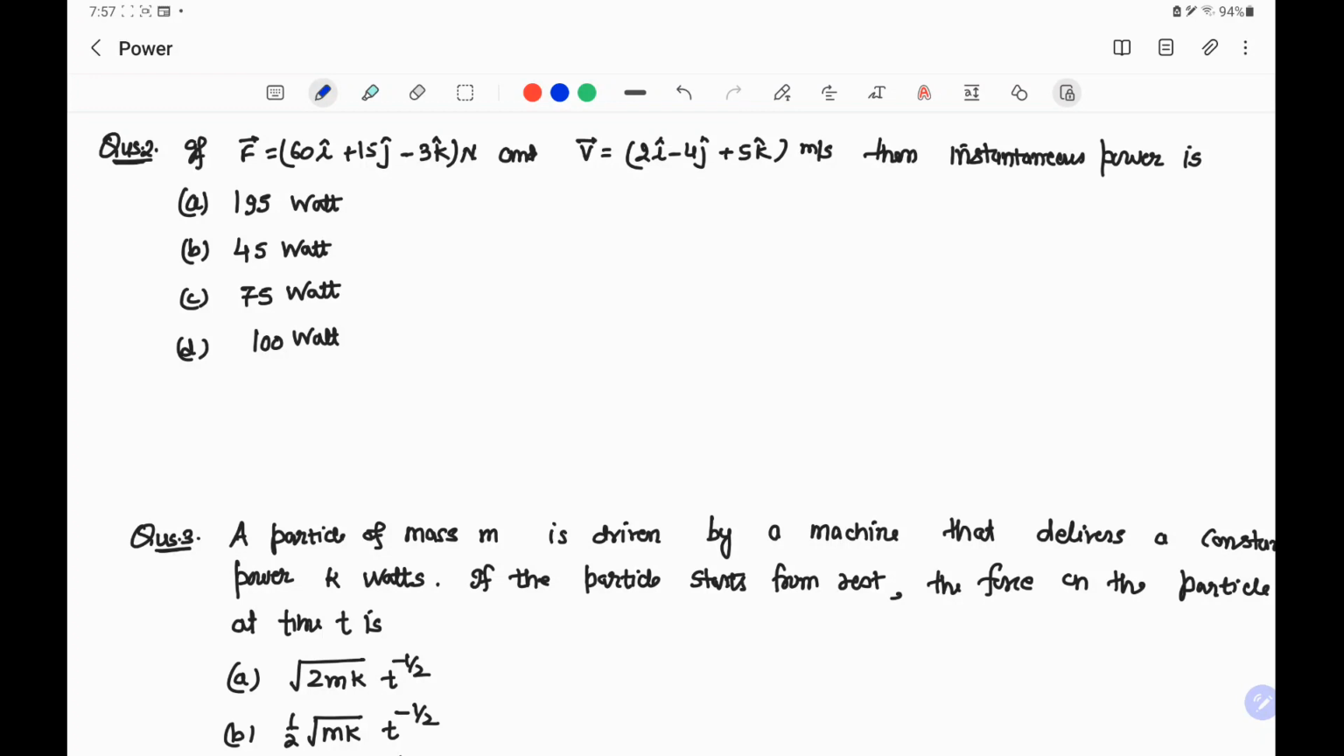Second question is, if force F equal to 60i plus 15j minus 3k Newton and velocity v equal to 2i minus 4j plus 5k meter per second, then instantaneous power is. So power will be the dot product of force and velocity. Force is given 60i plus 15j minus 3k dot, and velocity is 2i minus 4j plus 5k.